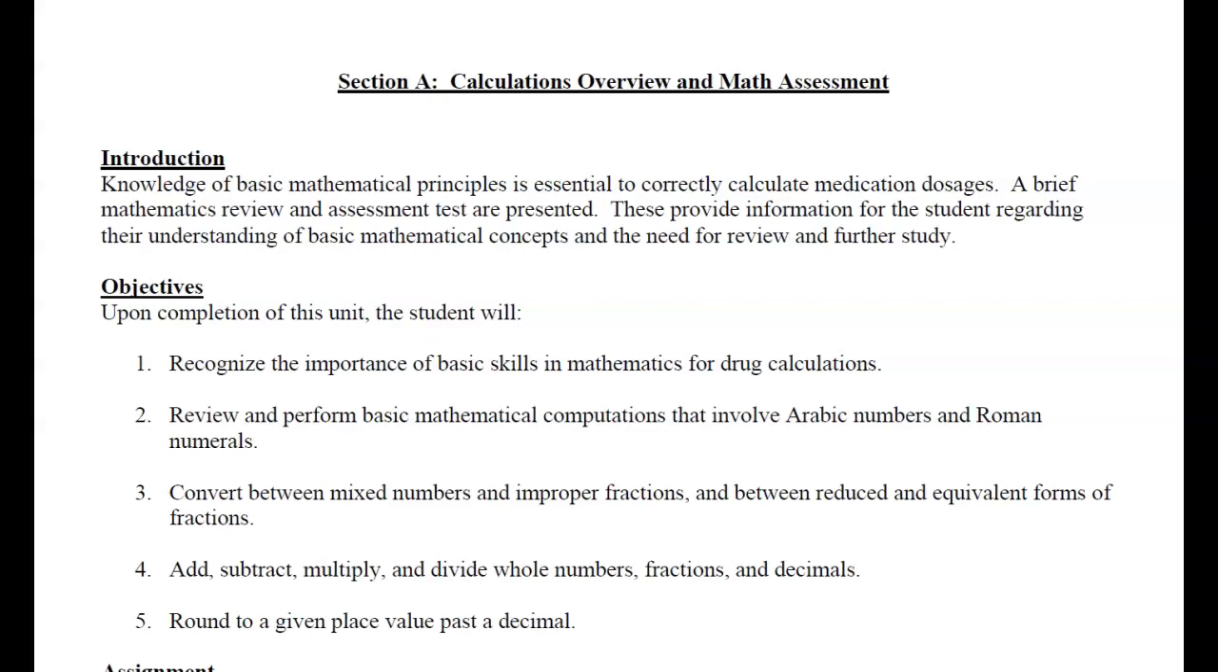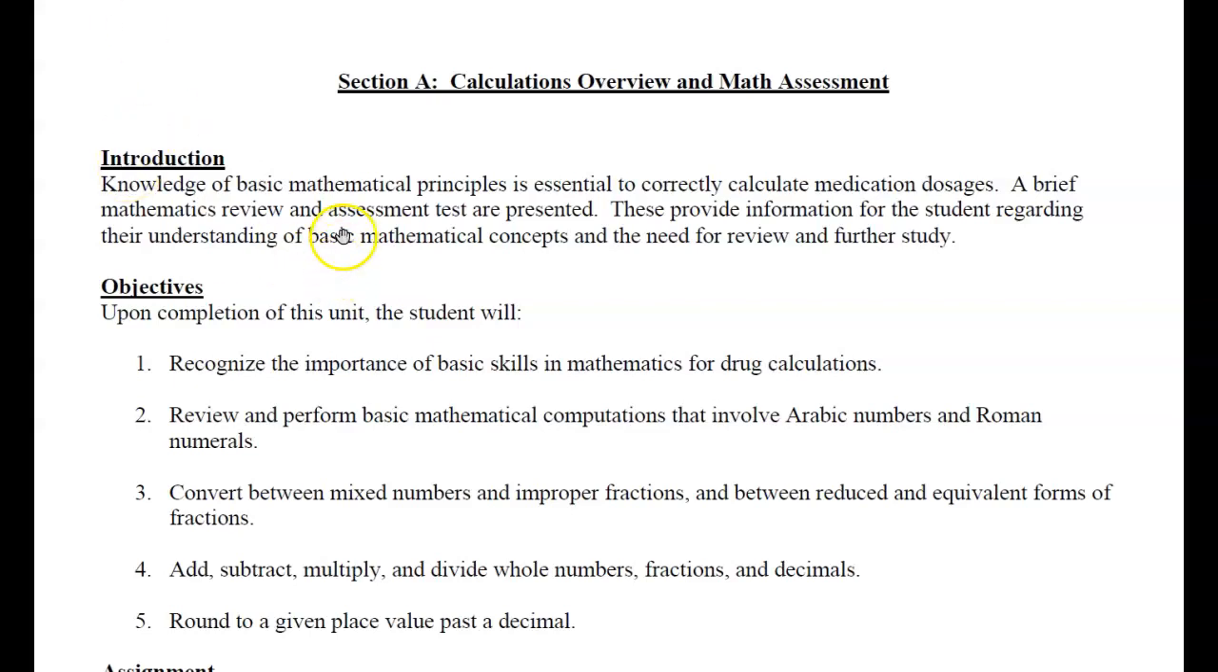This is Section A, Calculations Overview and Math Assessment. Knowledge in basic math principles is essential in this course and in nursing in general. It is necessary to correctly calculate medication doses. This is a brief review of some math skills that you should have already learned previously in your prereqs.